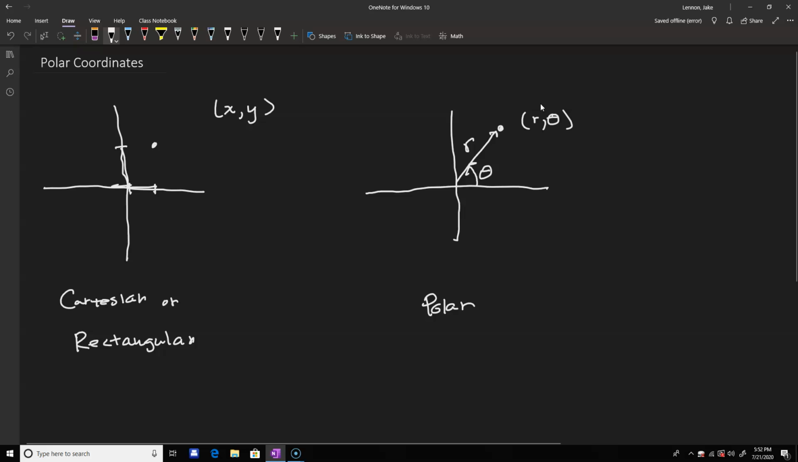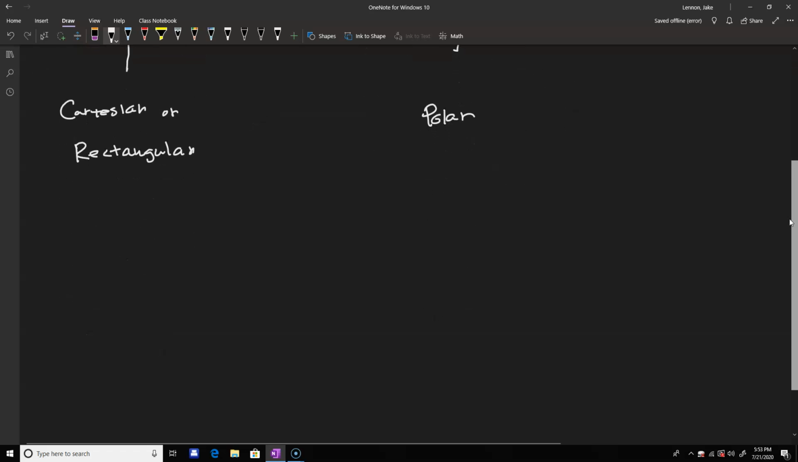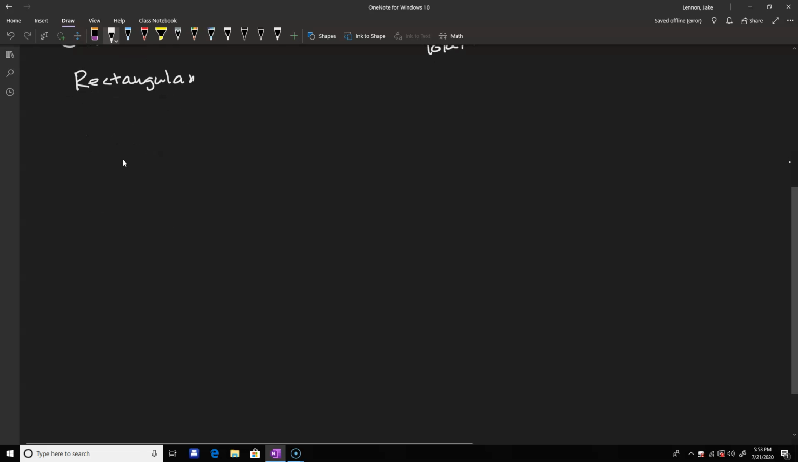So one of the first things you want to talk about is how we can convert between Cartesian to polar and vice versa. Let's go ahead and do an example of such a thing. Essentially, it's going to come down to two things. So maybe I'll talk about how the conversion process works. So, converting coordinates.